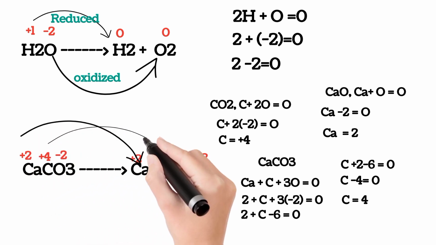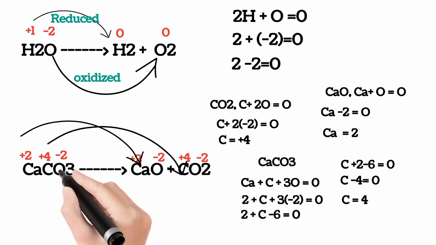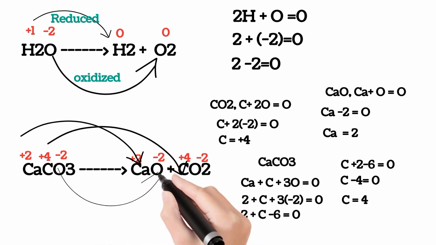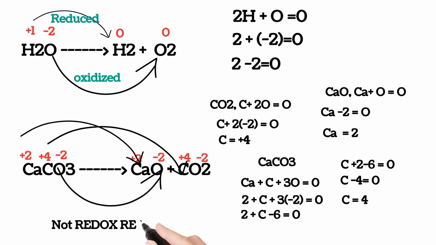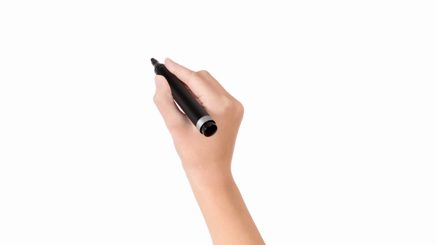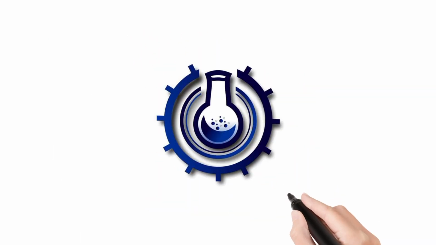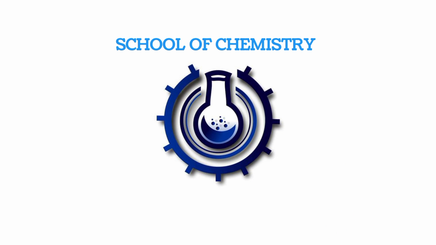Let's look at the change in oxidation state. Calcium has plus 2 changing to plus 2. That means there is no change in oxidation state. Carbon from plus 4 to plus 4, no change in oxidation state. Oxygen from minus 2 to minus 2, there is no change in oxidation. Therefore, this is not a redox reaction. You understand? Because there is no change in oxidation number.